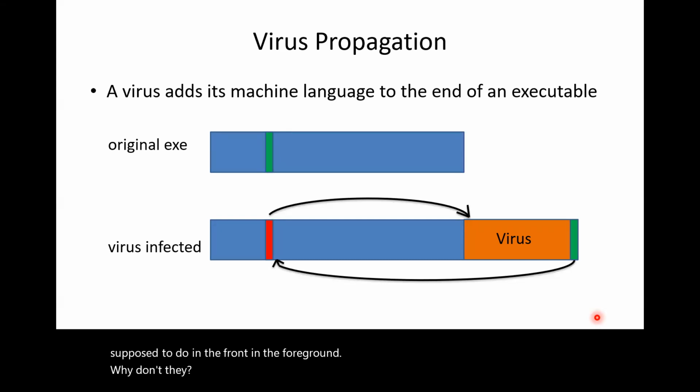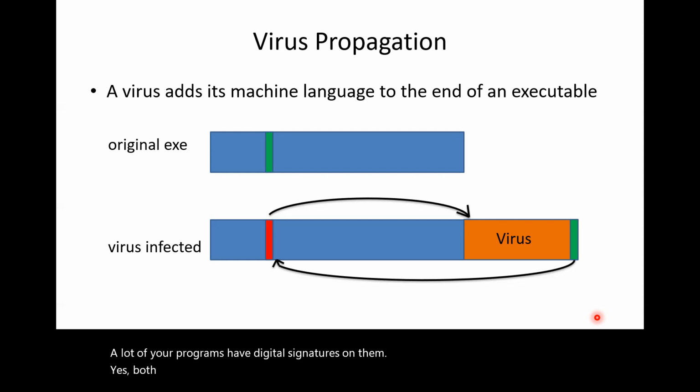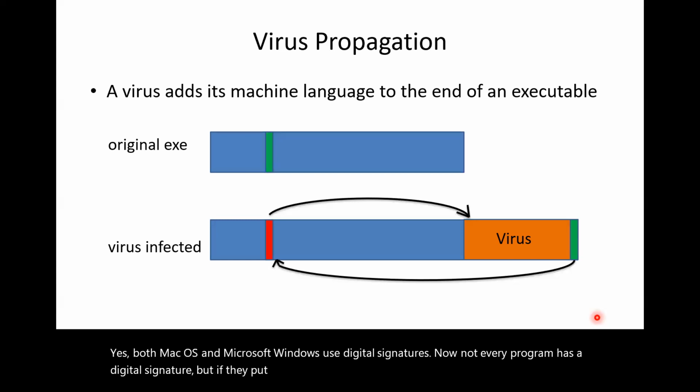Well, they do. A lot of your programs have digital signatures on them. Yes, both Mac OS and Microsoft Windows use digital signatures. Now, not every program has a digital signature, but if they put a digital signature on them, then it'll check it. And if it's been changed, it will not run it.